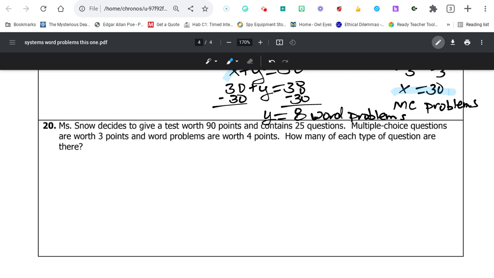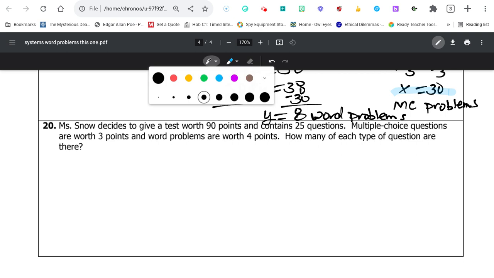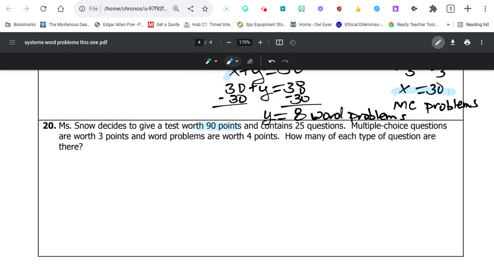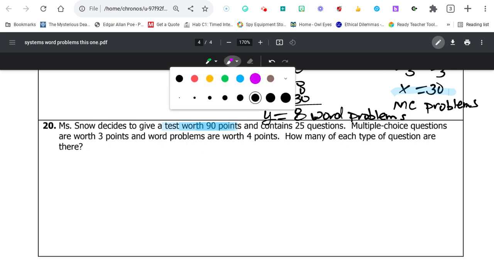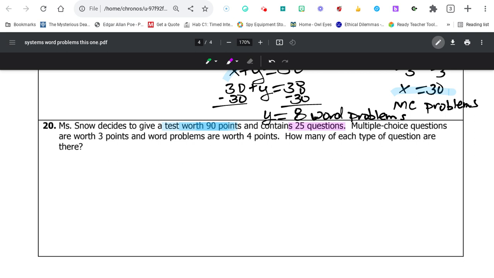All right, this is what number 20 should look like. It says, Miss Snow decides to give a test worth 90 points that contains 25 questions. So 90 points is the actual worth of the test, the value of the test. And 25 actually deals with the number of problems on the test. All right, let's go on.